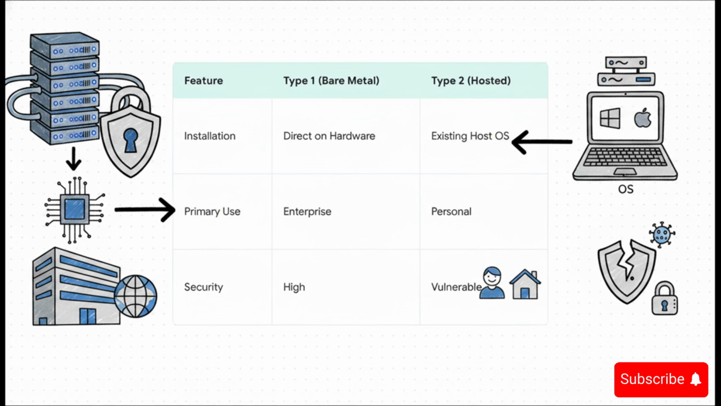Then we have Type 2, or hosted. This runs right on top of an existing operating system, kind of like the Windows or Mac OS environment on the laptop you might be using right now. It's incredibly convenient for personal development or commercial testing for sure, but there's a trade-off. If your underlying OS gets compromised by a vulnerability, unfortunately, your hypervisor and all the virtual machines sitting on top of it become vulnerable too.